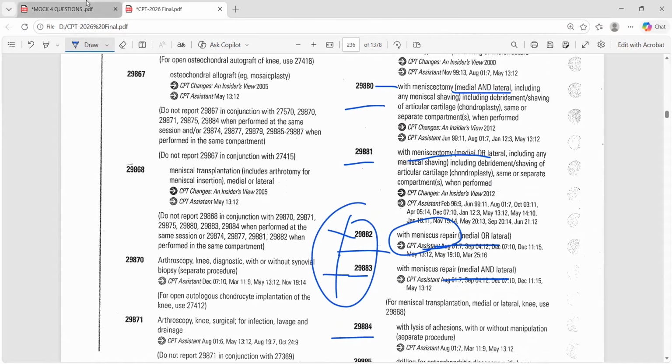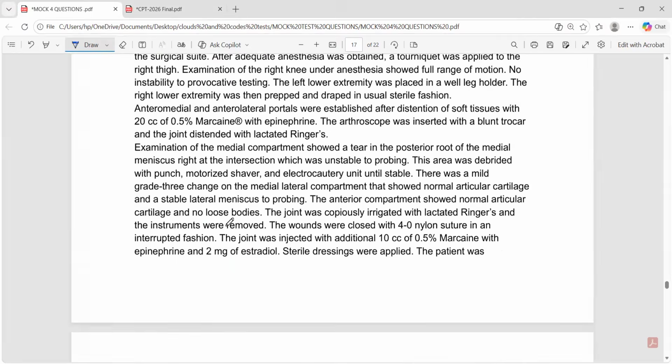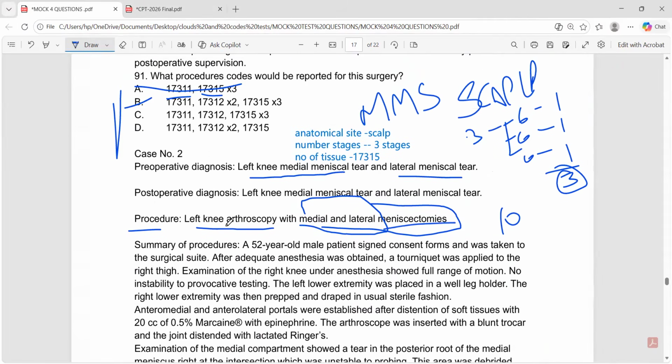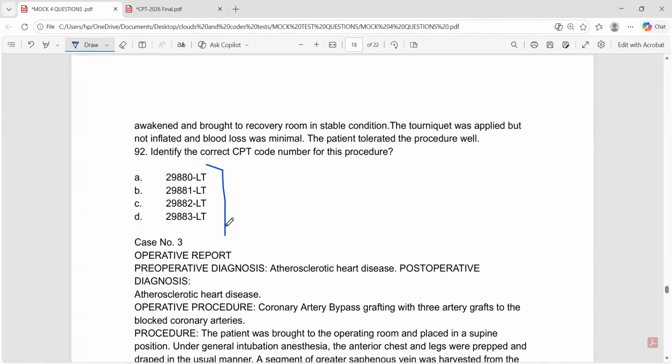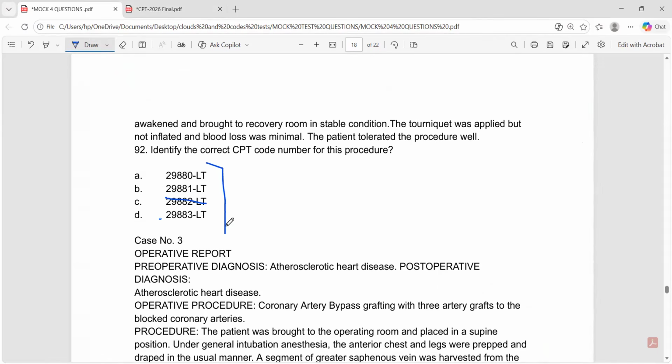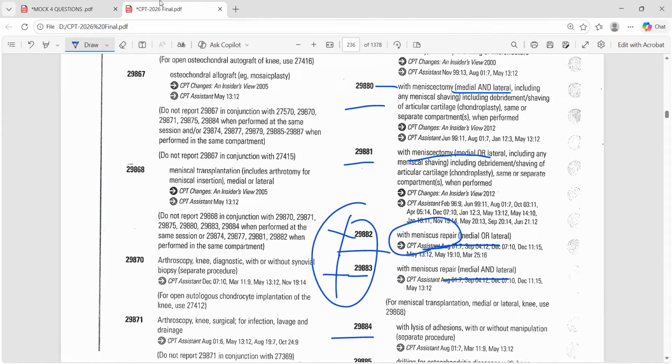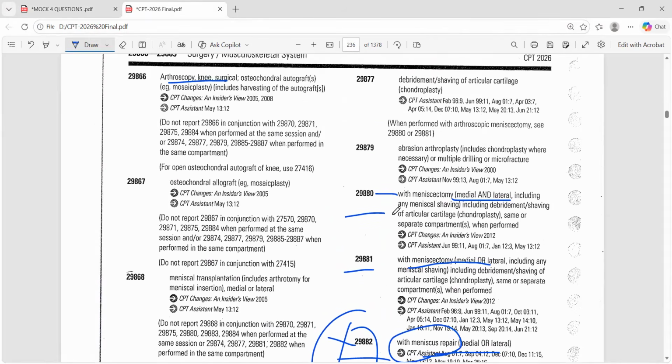But what procedure was performed here? The procedure performed is meniscectomy, not meniscus repair. That's why I'm deleting 29882 and 29883. Now I am with 29880 and 29881. Remember this: when both medial and lateral meniscus are removed, take medial and lateral.